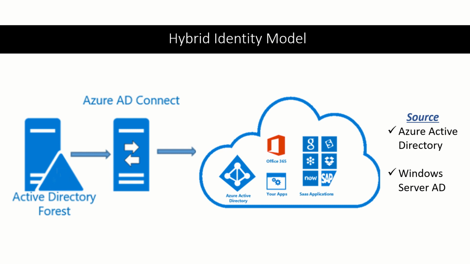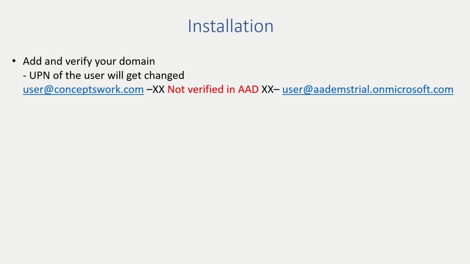Now, moving on with the setup part, the first thing I would like to talk about is the basics that you need to know before you proceed with the installation, so that you can have an ideal setup wherein everything works as expected. Before installing AAD Connect, the very first thing you have to do is add and verify your own domain. In our case, it's conceptswork.com, and I have already added and verified my domain in my tenant.